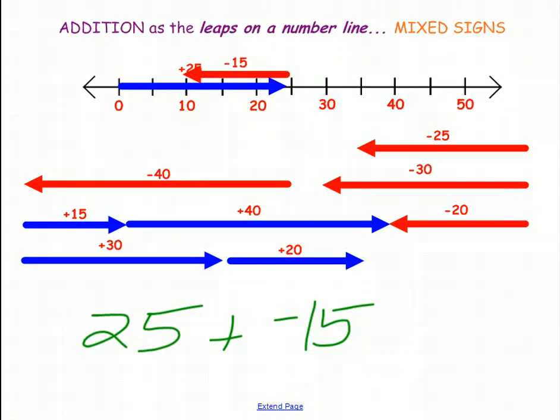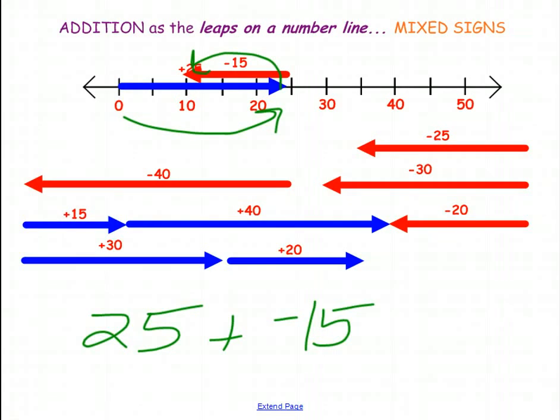then we can see that this actually causes the absolute value of our sum to be smaller than that first one. If we take a leap of 25 in the positive direction, and then retreat by 15, we're actually going to be closer to 0.